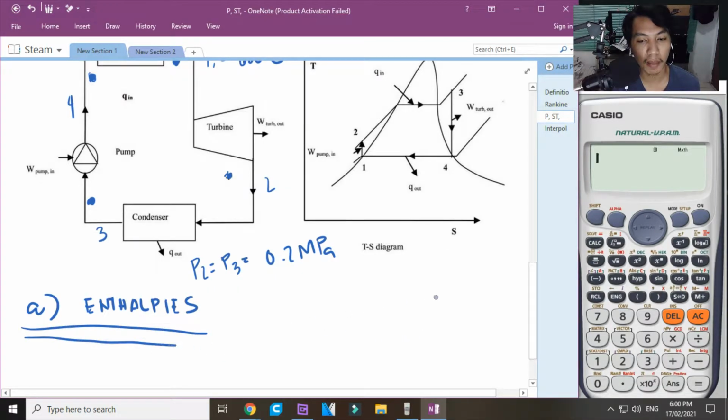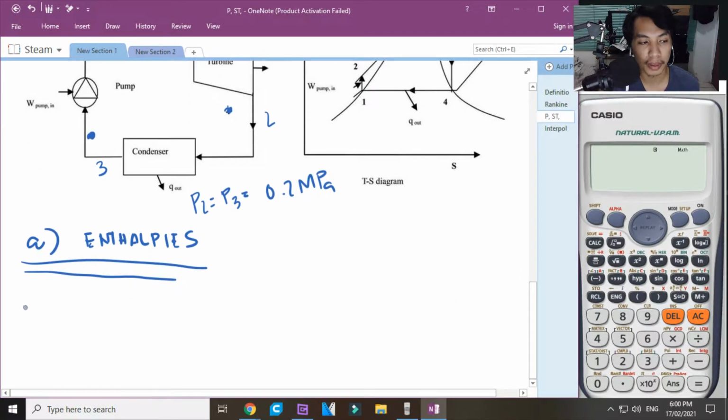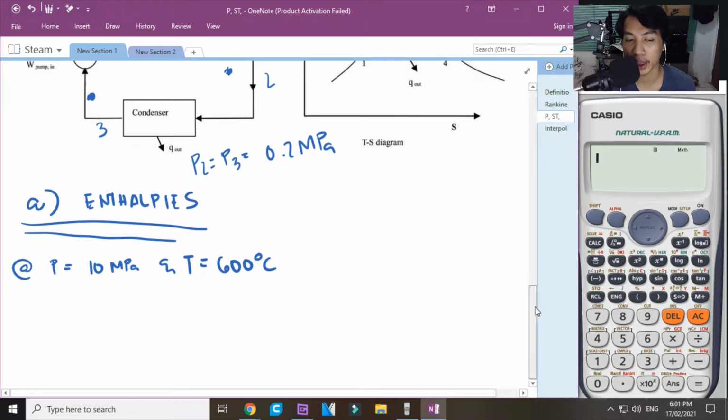So, at P1 and T1, where P1 is equal to 10 MPa and T1 is equal to 600 degrees Celsius. What do we need here, sir? We need H1. We need S1, which will be equal to S2. So, let us find that, okay?